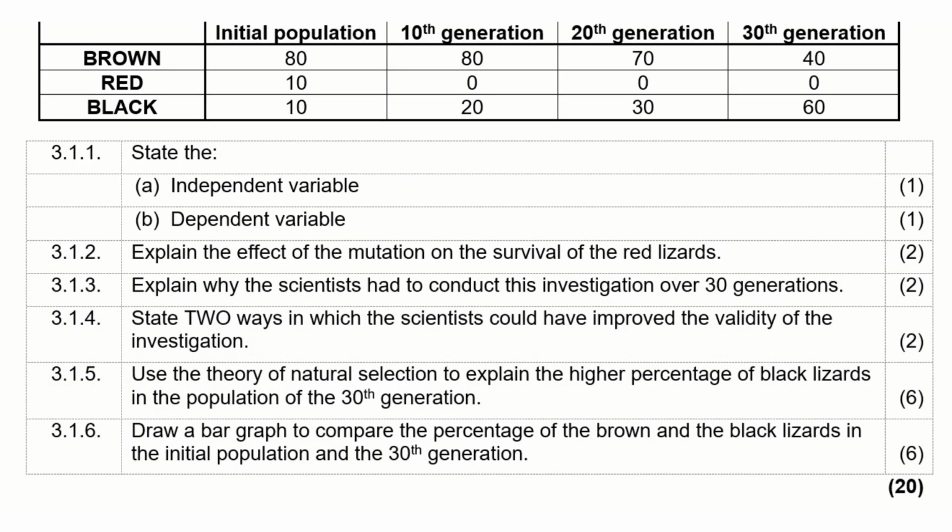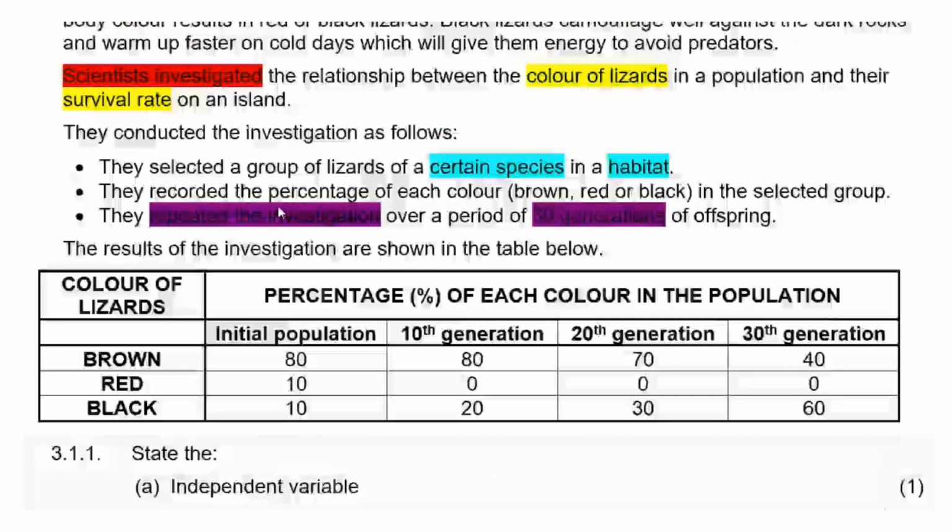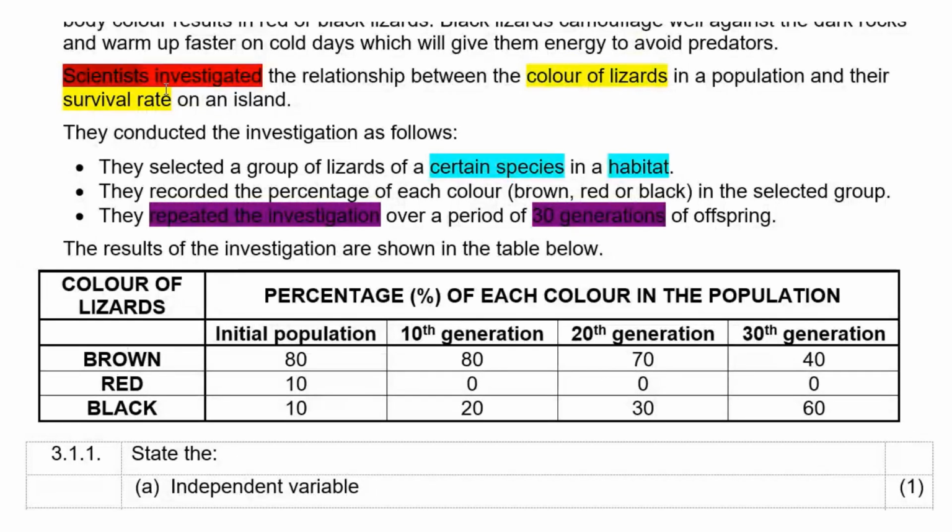Okay, so let's quickly look at the questions for this investigation. So the first question, state the independent and dependent variable. So we already earlier highlighted and identified our variables. So if we go back to the aim of the investigation, so this is our aim, this is where we will find the dependent and independent variable, not from the table.